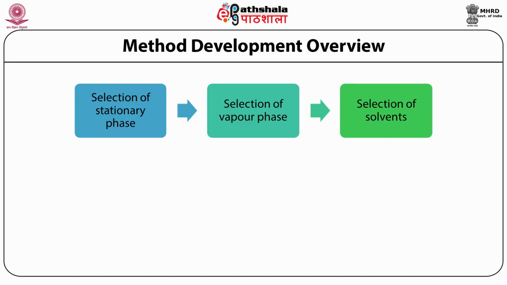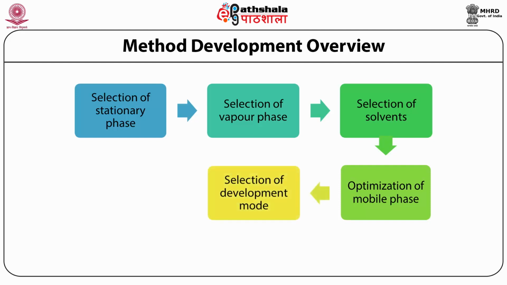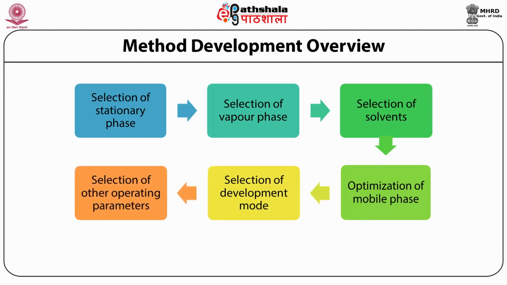Followed by the selection of the solvent and the vapor phase is the process in which the mobile phase is optimized. So its pH, the mixture of solvents in case that is being used, etc. is optimized. Then the development mode for the compounds being separated is selected. And finally, the other operating parameters such as the temperature, the humidity, etc. are also standardized, such that the method will give you optimal or desirable resolution.